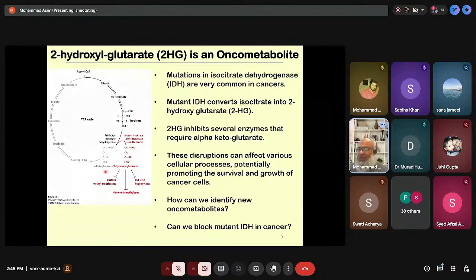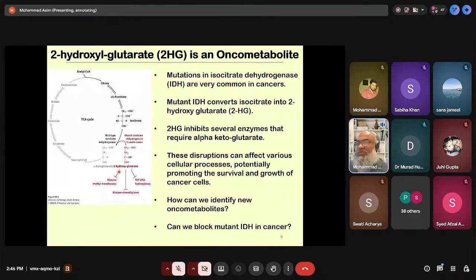In fact, make 2-hydroxyglutarate, which I'll tell you in a minute why this is important. What happens to 2-hydroxyglutarate in terms of the fitness of cells under low oxygen conditions? It can block many enzymes. As you can see, many of them are epigenetic enzymes. I'm not going to go into the details of epigenetics, but 2-hydroxyglutarate is called an oncometabolite.